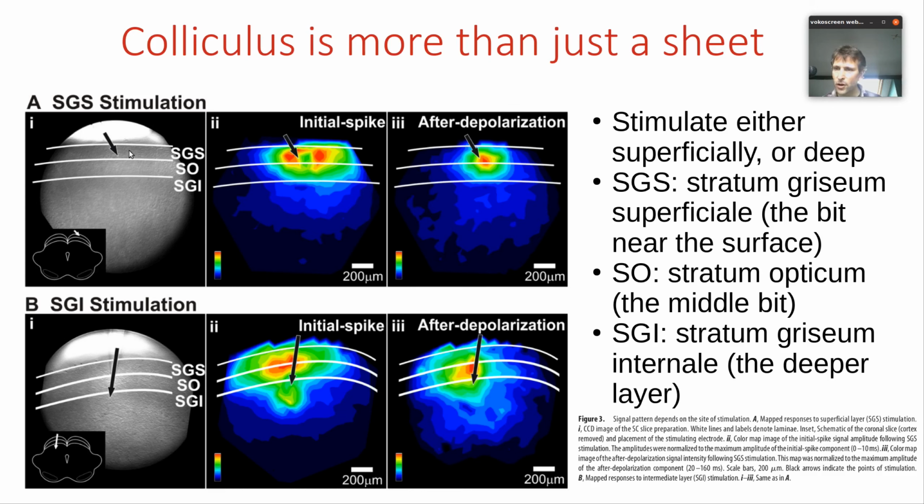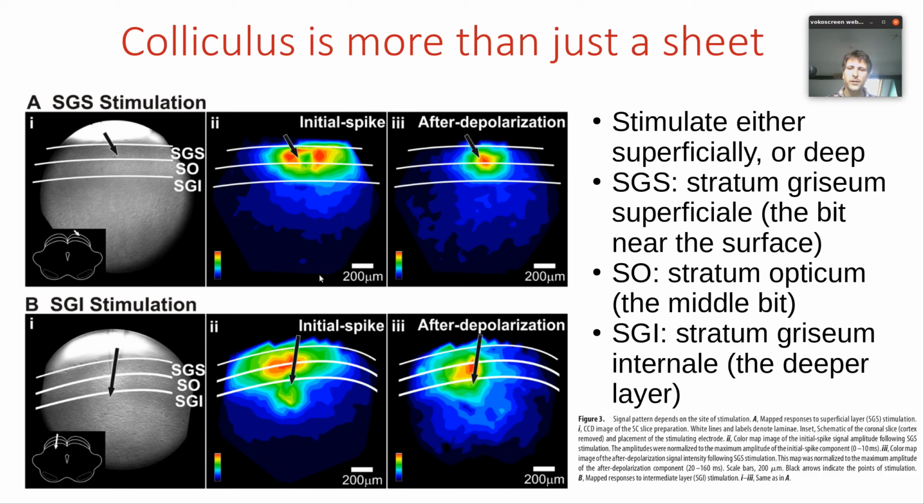tissue. You've got the top layer here, the SGS, which stands for stratum griseum superficiale, so it's the superficial grey layer basically. And then this SO stands for stratum opticum. I think it's kind of a more see-through layer when you look at it, although it doesn't look very see-through here. And then SGI is the stratum griseum intermedium, so that's the deeper layers.